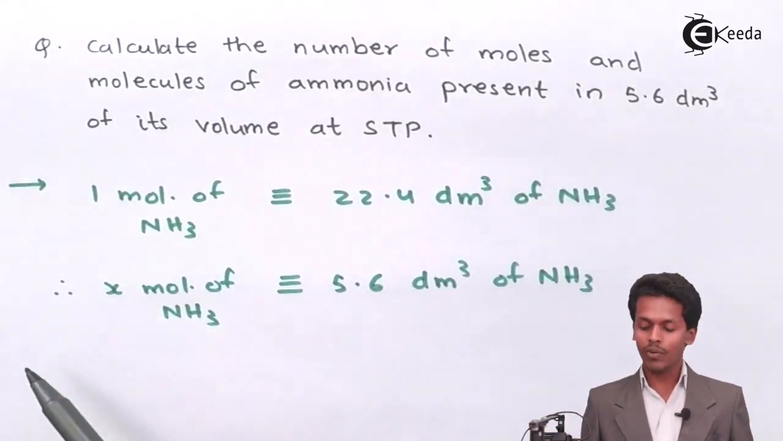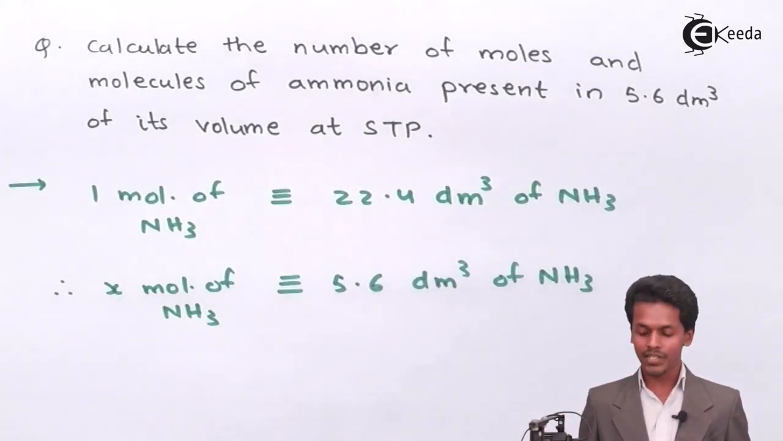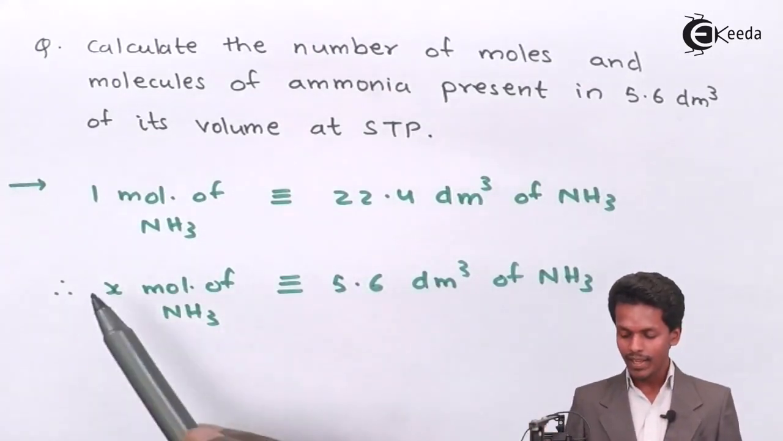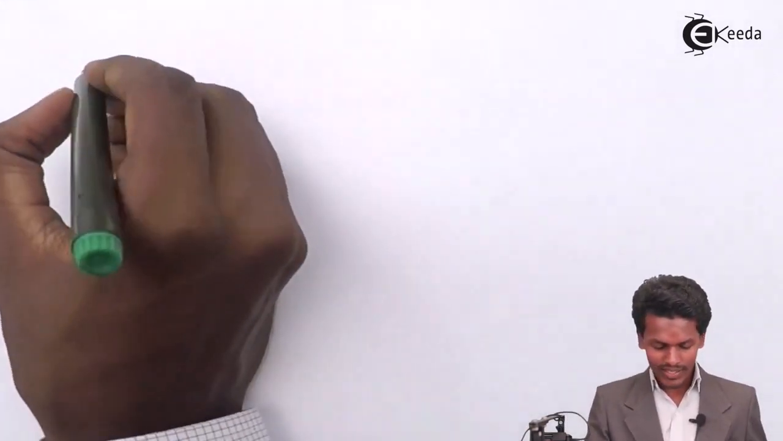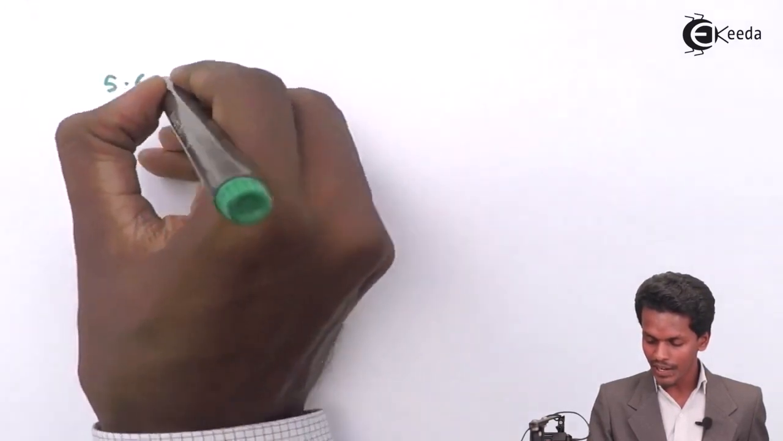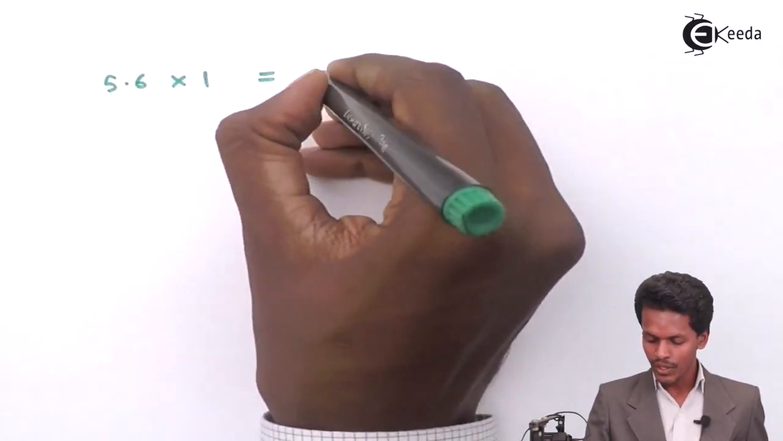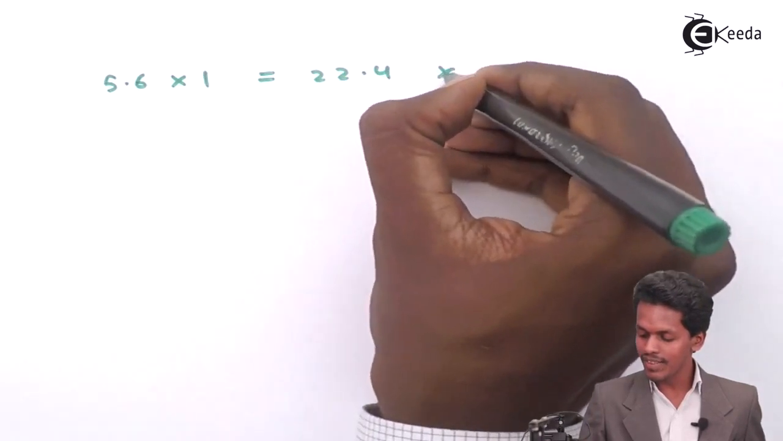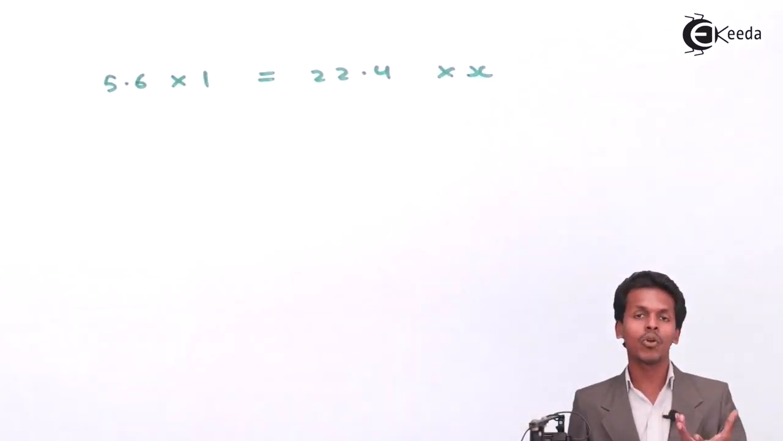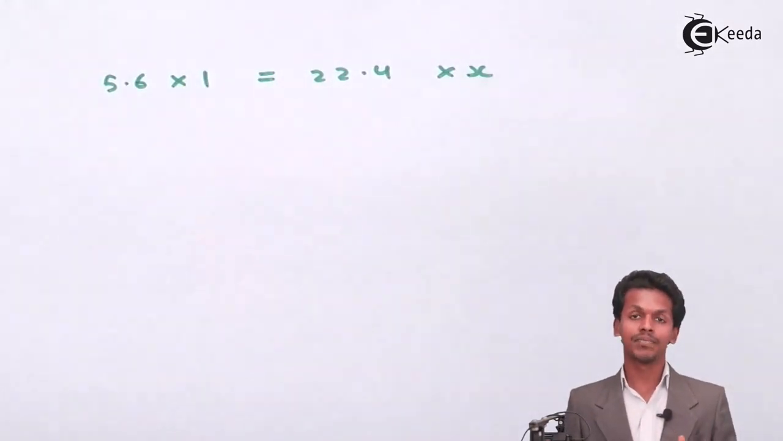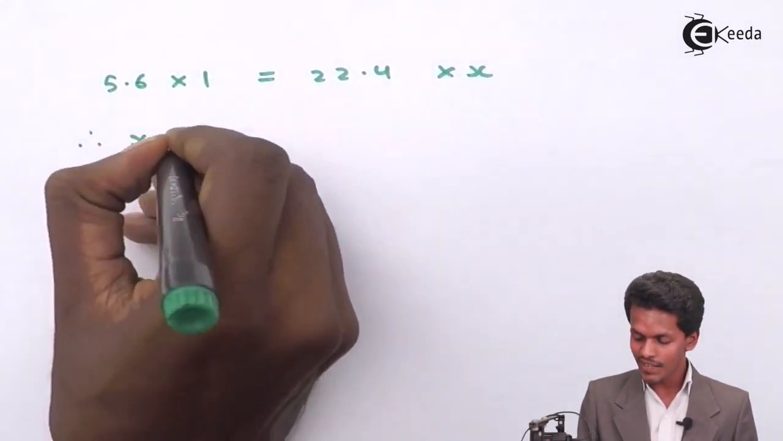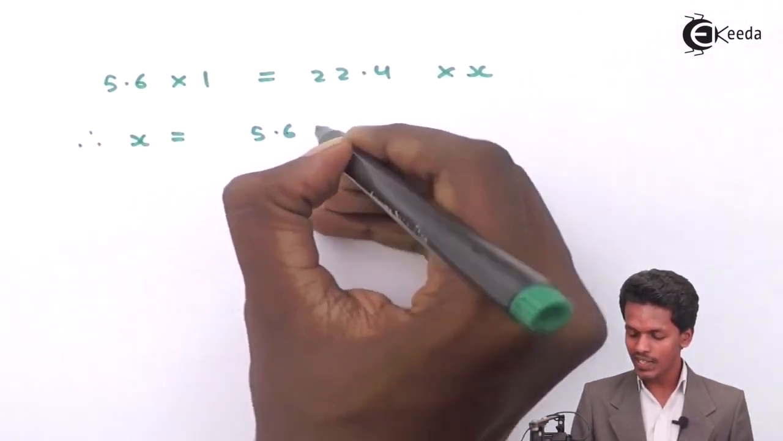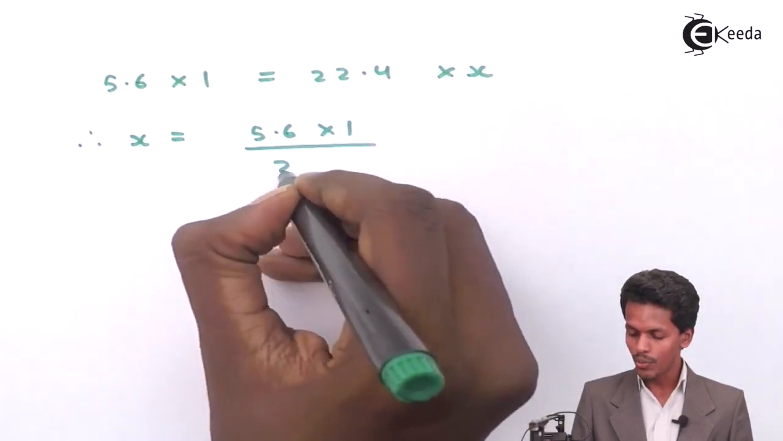So how can we calculate? We can calculate it by cross multiplication. So what I'm going to do is cross multiply. I'm multiplying 5.6 into 1, while 22.4 I'm multiplying with x, and this x is the number of moles of ammonia that I have to calculate when 5.6 dm cube of ammonia is present. So therefore x will be equal to 5.6 into 1 divided by 22.4.